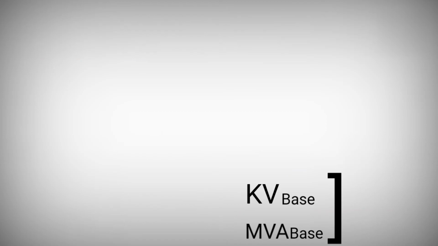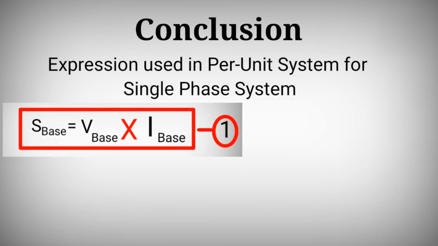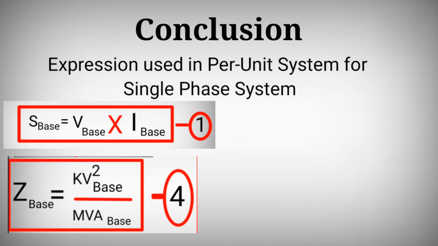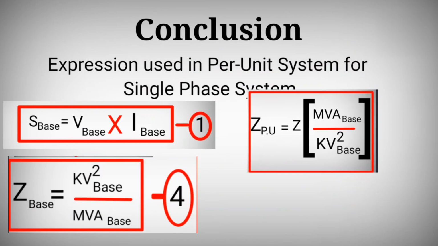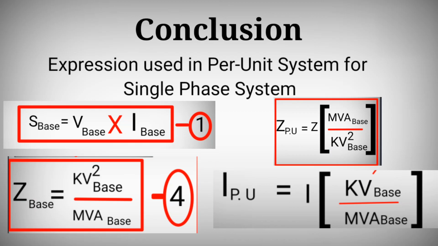Conclusion of the topic: we obtained the expressions used in per unit system for single phase system. Here S base is equal to V base into I base. Z base is equal to kV base square by MVA base. Z per unit is equal to Z of MVA base by kV base square. And I per unit is equal to I of kV base by MVA base.